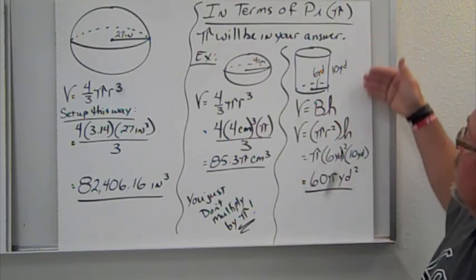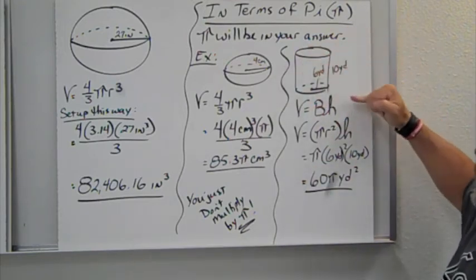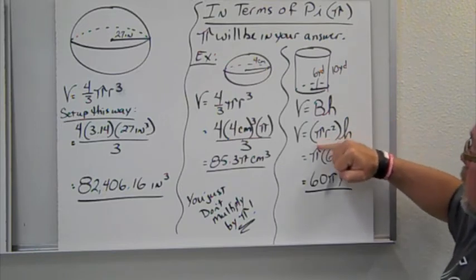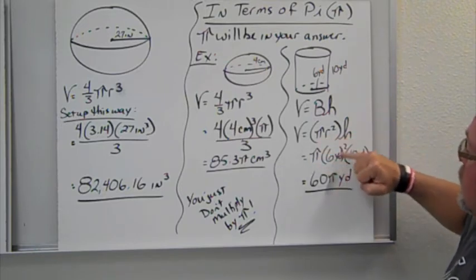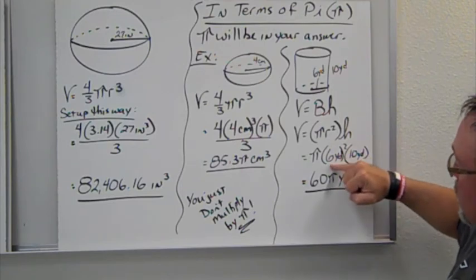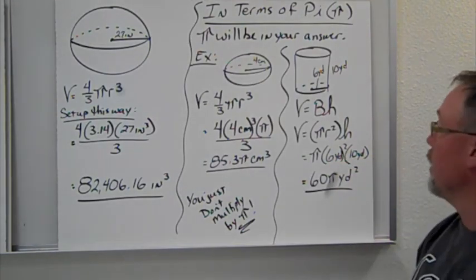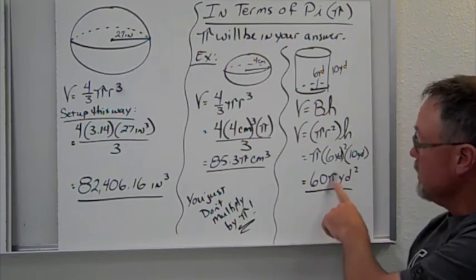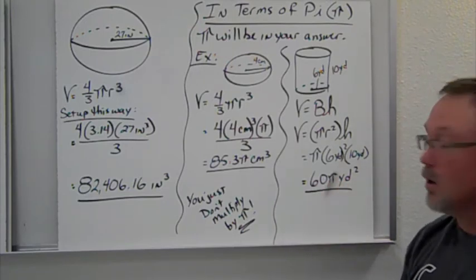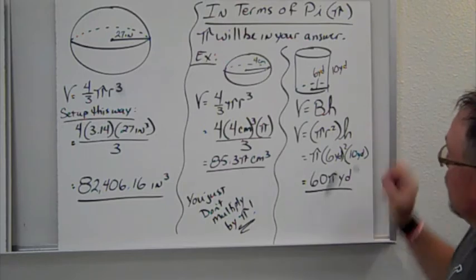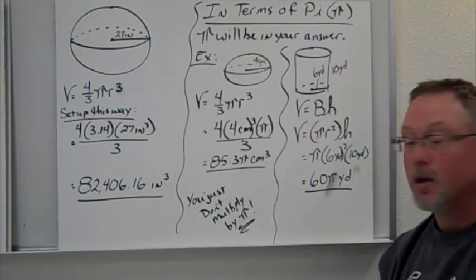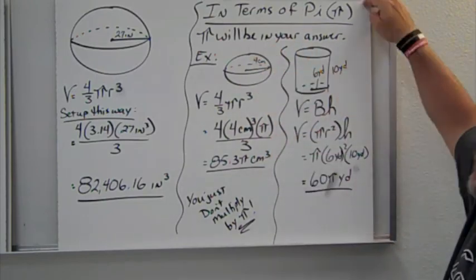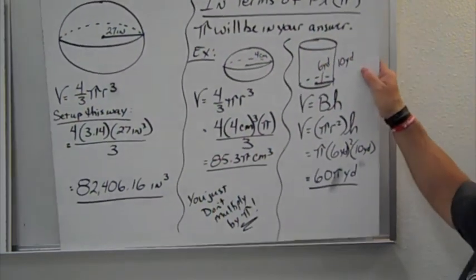So for the last one in the cylinder part, we have the cylinder, base times height, and the base is a circle. So again, we would leave the pi alone, we would square our radius and multiply it by our height, and then we get 60 times pi, which would be 60 pi yards squared. Actually, this should be yards cubed because we're figuring out the volume. So again, if they're asking you for "in terms of pi," the pi symbol stays in your answer for the problem.